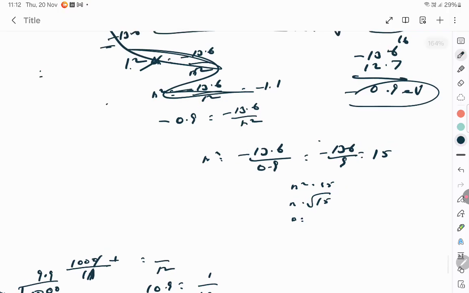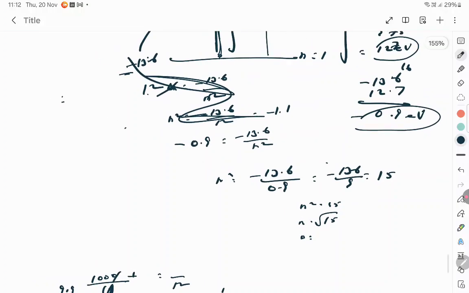I'm not getting 16. I'm supposed to get 6. Just see, total energy 0.9 is correct. So n square is 15 also is correct. N is approximately equal to 4. N is equal to 4. It can't be a decimal number. So you're taking n is equal to 4. That is fine. Okay, so we could answer.